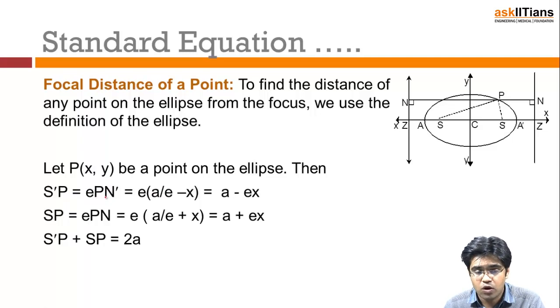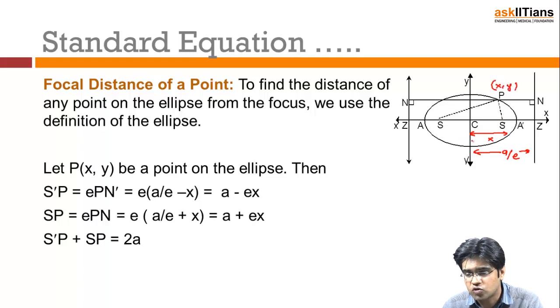So we know what P n dash is. This distance is A by E and this distance is X, because we know the coordinates of P are X comma Y. So obviously this much distance is X. So P n dash will be A by E minus X, and E times P n dash is E times A by E minus X. That is, if you multiply E inside, you will get A minus EX.